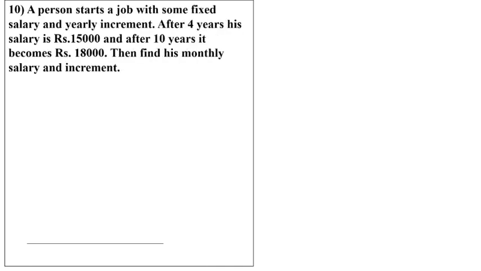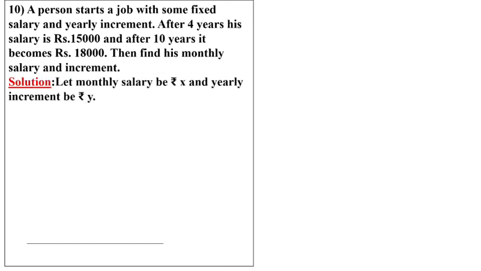Now question number 10. A person starts a job with some fixed salary and yearly increment. After 4 years, his salary is rupees 15,000 and after 10 years it becomes rupees 18,000. Then find his monthly salary and increment. Let the monthly salary be x rupees and the yearly increment y rupees. As per the first condition, the monthly salary is x and the years are 4, so x + 4y = 15,000. This gives equation number 1.